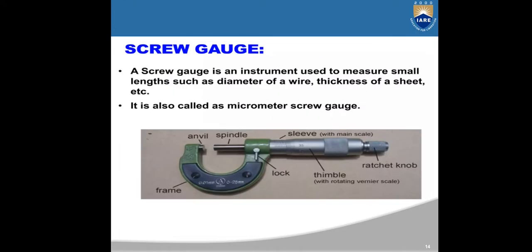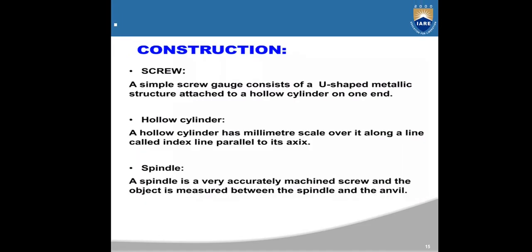Screw gauge. A screw gauge is an instrument used to measure small lengths such as the diameter of a wire, thickness of a sheet, etc. It is also called a micrometer screw gauge, and it consists of anvil, spindle, sleeve with main scale, ratchet knob, thimble, lock and frame.